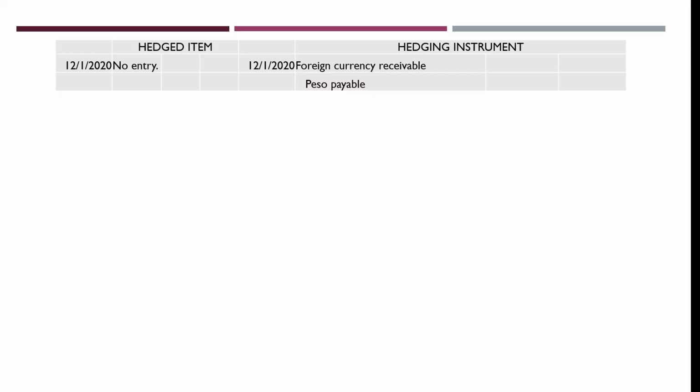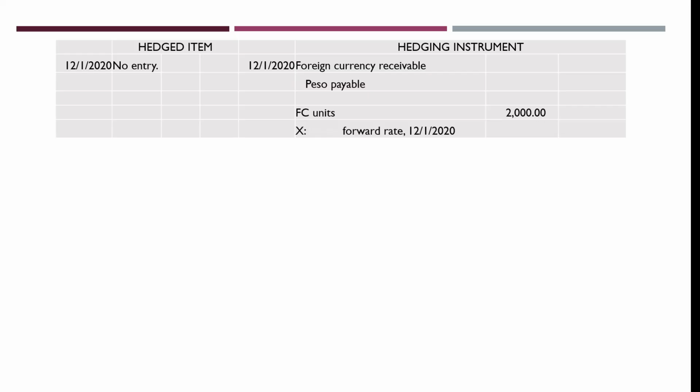Okay? So, kindly determine the foreign currency units, $2,000 times forward rate as of December 1. Sir, may tatlong forward rate. Sino gagamitin namin forward rate? Okay. From December 1, ilang days pa until March 1? Correct, 90 days. Kaya, 90-day forward rate ang gagamitin natin. Malinaw? Okay. So, multiply it by 52.30.